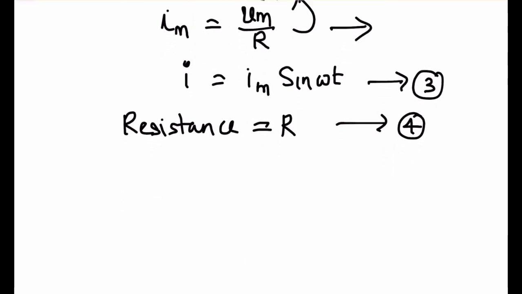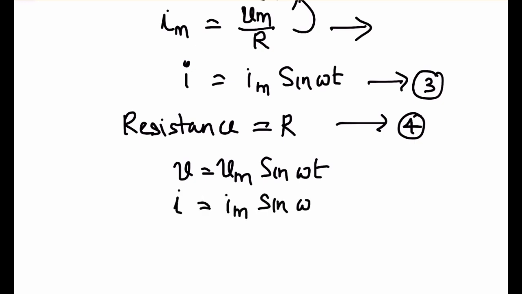Now let us see the phase difference. If you see the equations, V is equal to Vm sin omega t, that is the voltage equation. I is equal to Im sin omega t, that is the current equation. After sin, you can clearly see both of them have omega t and omega t. That means there is no phase difference between voltage and current, because after sin both of them have omega t and omega t.